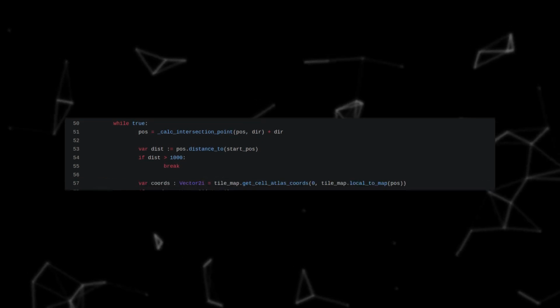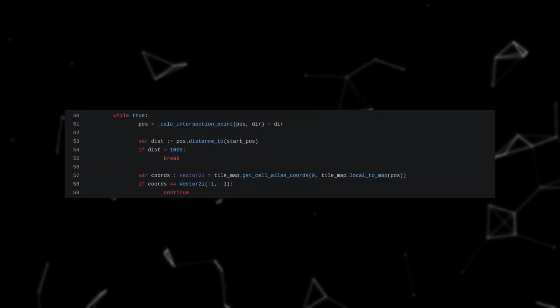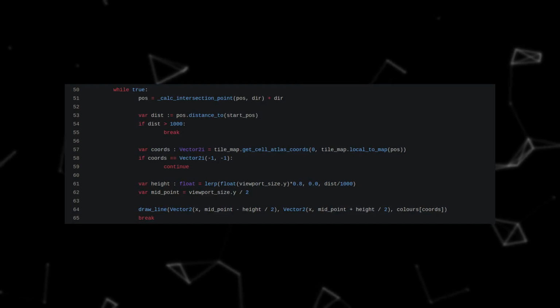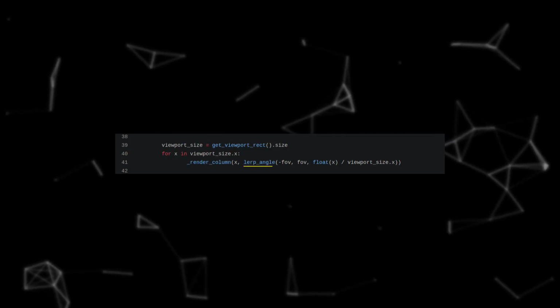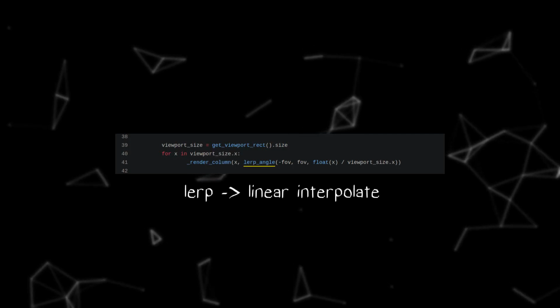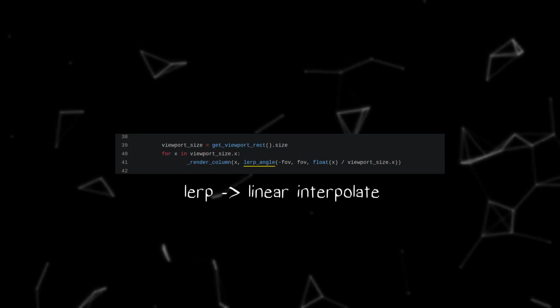After we have the intersection point, we'll check it against a max distance to prevent our rays from shooting off into infinity. Next, we'll check for a wall tile, and if found, we draw a line using the tile's color and distance. Don't stress over the distance code at this point because it's wrong. To render every column for the viewport, we simply iterate with x pixels and lerp, short for linear interpolate, for a field of view. And that's actually everything.